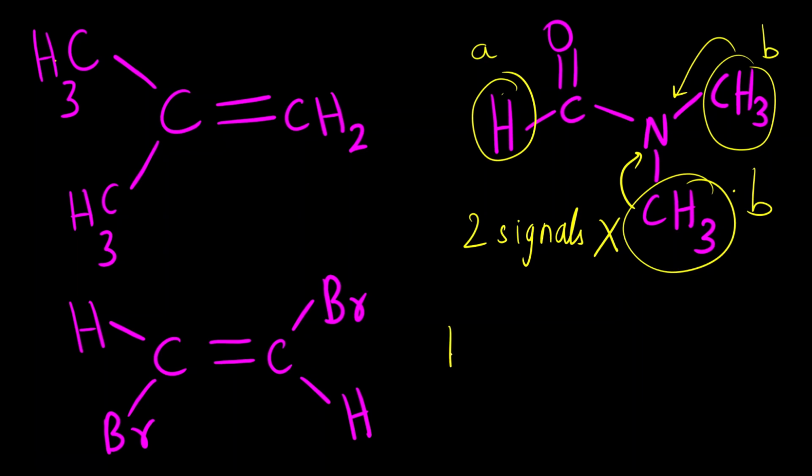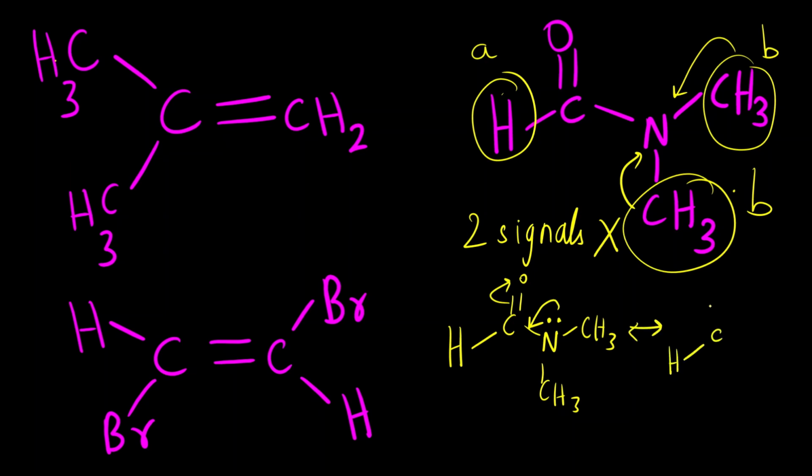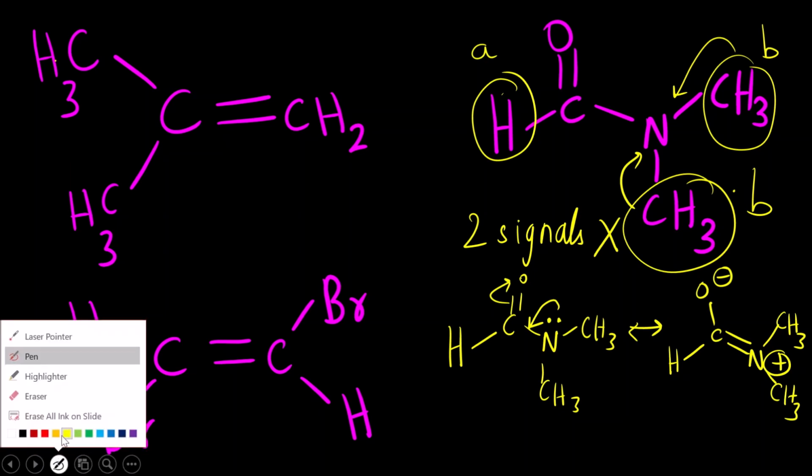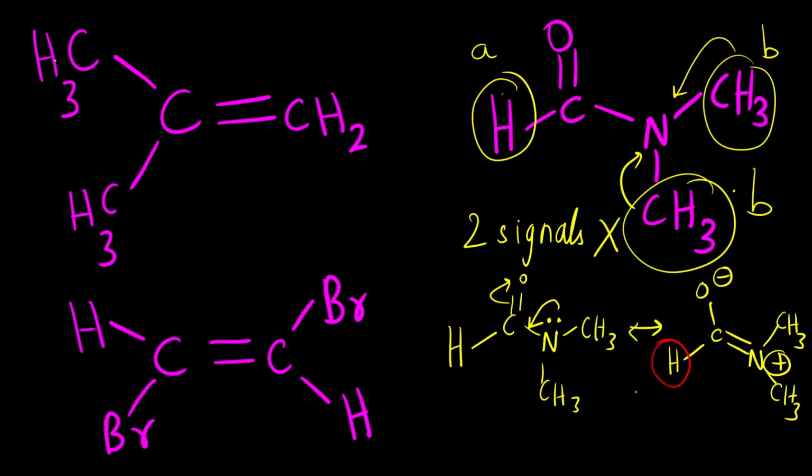Here what is happening is H C double bond O, N, CH3, CH3. There is resonance present. Because of resonance, what will happen is a double bond C, N with a plus charge, with CH3 and CH3. Sorry, here there is nitrogen. Now if you see the chemical environment, this hydrogen is simple, it will give one signal. It has a different chemical environment.